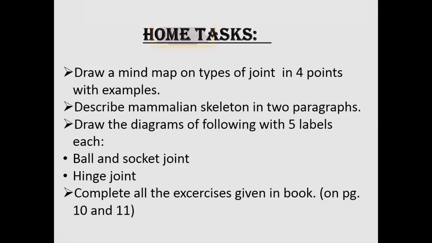Now next we have a home task. Question number 1: draw a mind map on the types of joint in 4 points with examples. You will draw a mind map on the types of joints in 4 points, and you can also take more than 4 points. Describe the mammalian skeleton in 2 paragraphs. You can take help from the slide and also from the book, page number 7. And draw the diagram of the following with 5 labels each. You will draw a ball and socket joint and hip joint, and complete all exercises given in the book, page number 10 and 11.